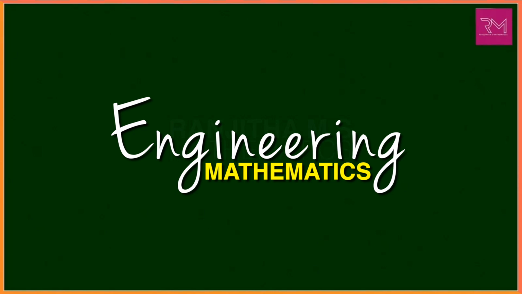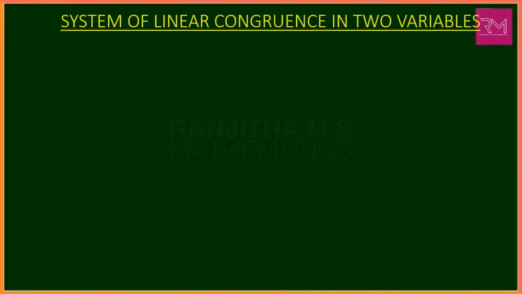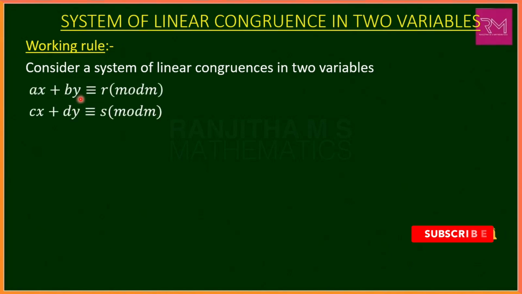In this video, we are going to study the continuation part of the previous video, that is, to find the solution of a system of linear congruences in two variables. First, let us understand the working procedure to find the solution for a system of linear congruences in two variables. Let us consider a system of linear congruences in two variables as ax plus by congruent to r modulo m and cx plus dy congruent to s modulo m.